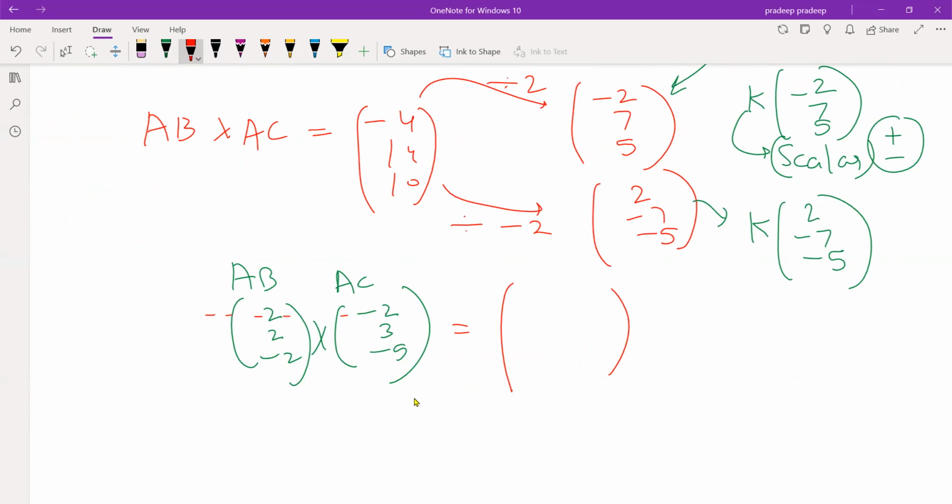So 2 into -5 will give you -10. Then you place a minus sign. Then this -2 needs to multiply with this 3. So -2 into 3 will give me -6. So this comes out as -10 plus 6, which is -4.